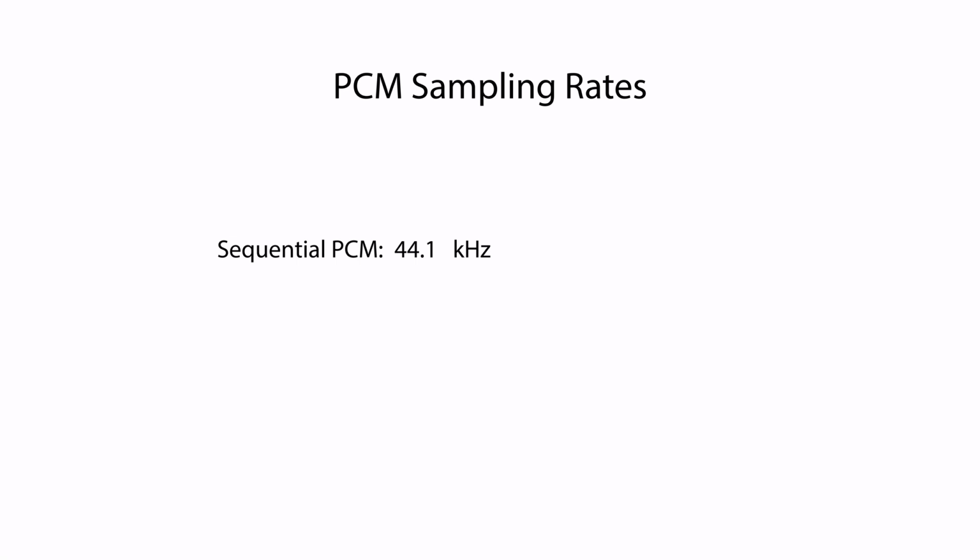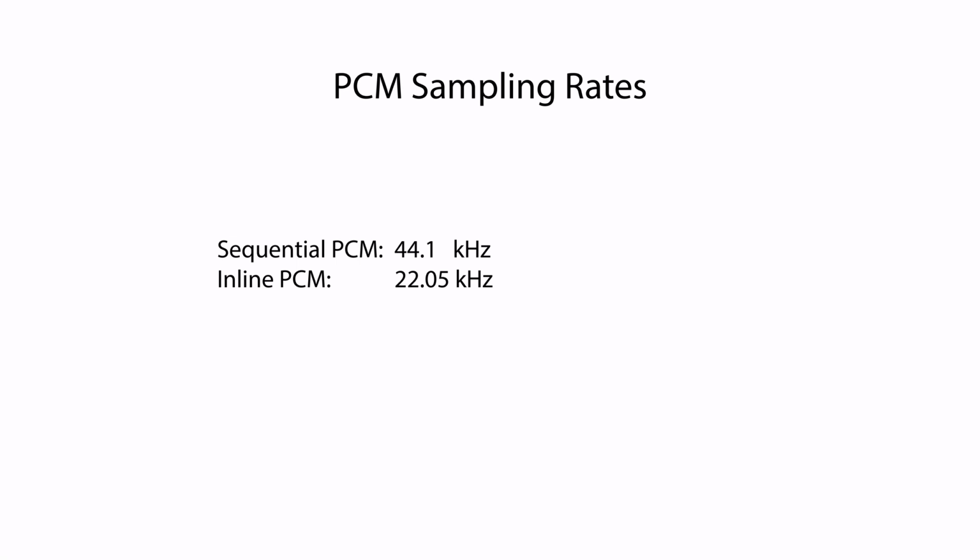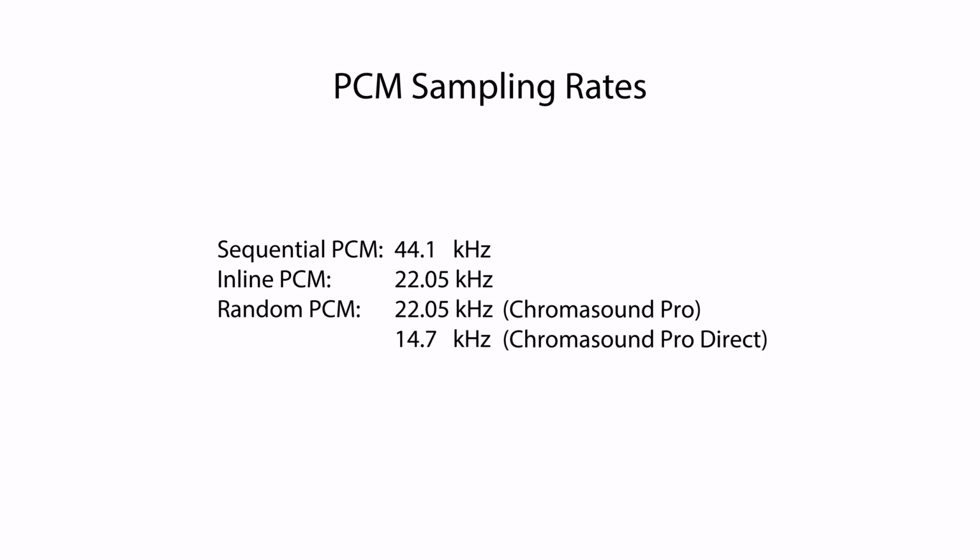The Chromasounds can play sequential PCM at a rate of 44.1 kHz. 44.1 kHz is kind of the gold standard and is what is used on audio CDs. To make the other PCM strategies possible, the Chromasound downsamples the audio data in order to perform faster. Inline PCM can be played at 22.05 kHz. The Chromasound Pro can provide 4 PCM channels in the random strategy, each at 22.05 kHz. The Chromasound Pro Direct can provide random PCM at 14.7 kHz.